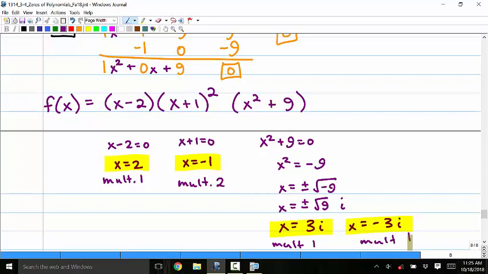Before you even started working this problem by hand, how many of the zeros were you able to find using your calculator? 3. Go synthetically divide those 3 zeros out, see what you're left with, and find your imaginary ones.